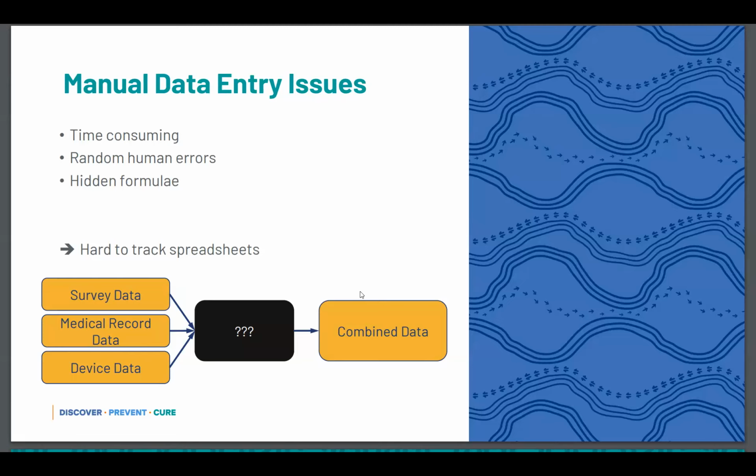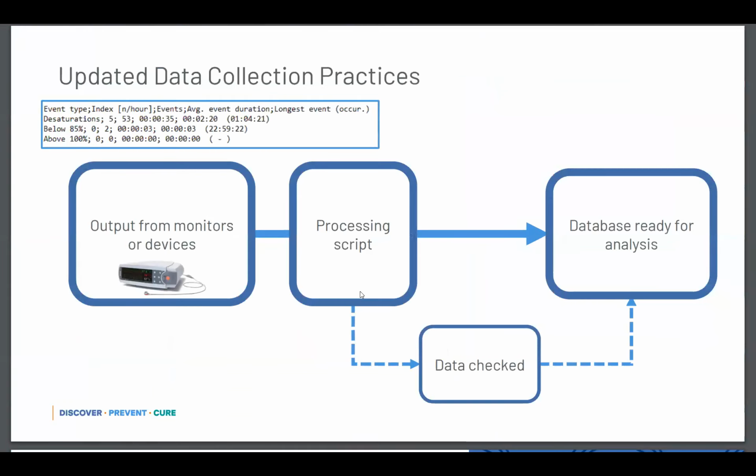So not ideal. What we did, we just wrote a script that would take output from monitors, collect the values that we want, and put it into a spreadsheet. So normally it's in this very standard format. So I've put some output here where we've just got desaturations from an oxygen monitor. And you'll have a file like this for every patient in your study.